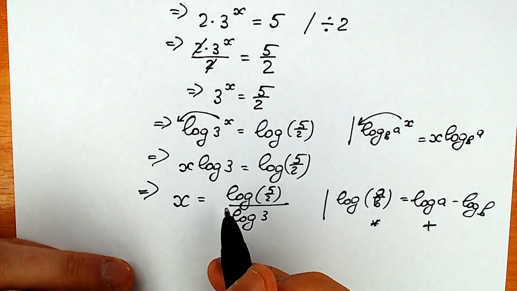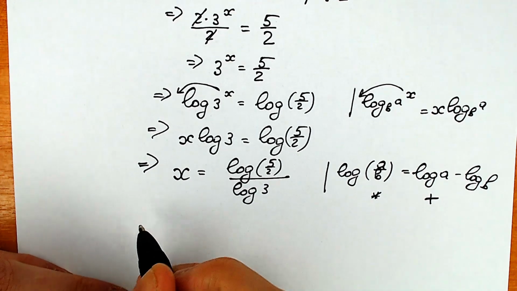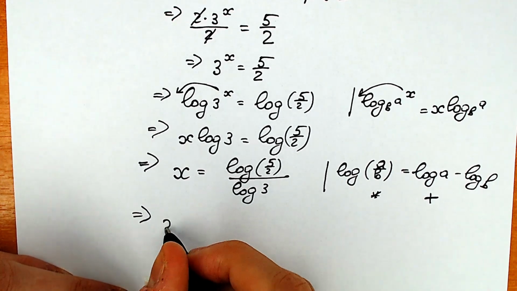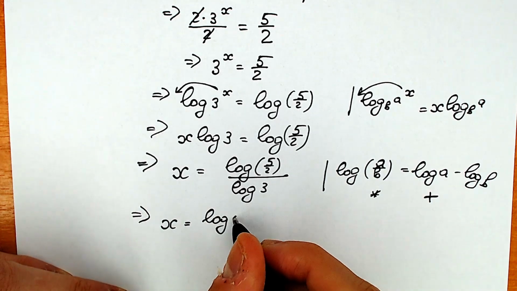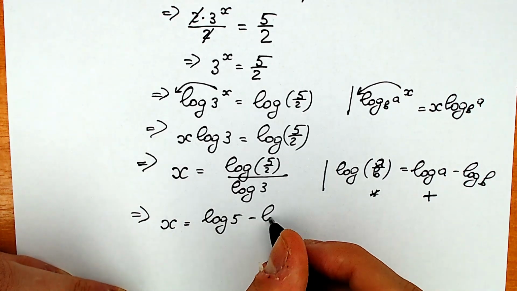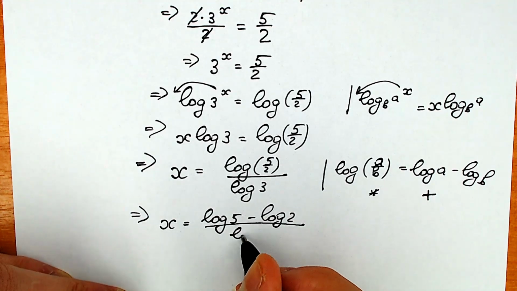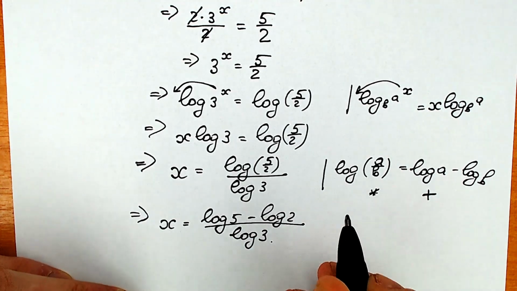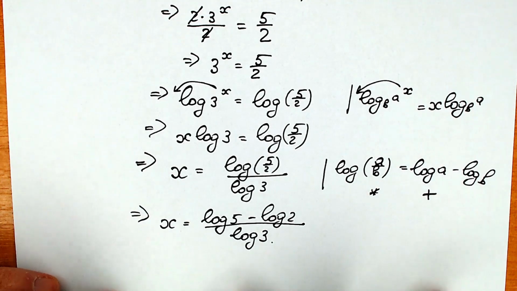You can easily leave it like that. If you have this type of option on your test, you can leave it like that. But if you don't have this type of option, you can split this numerator as log 5 minus log 2, all over log 3. And this is our final answer. This is up to you, this one or this one. This is absolutely the same thing.